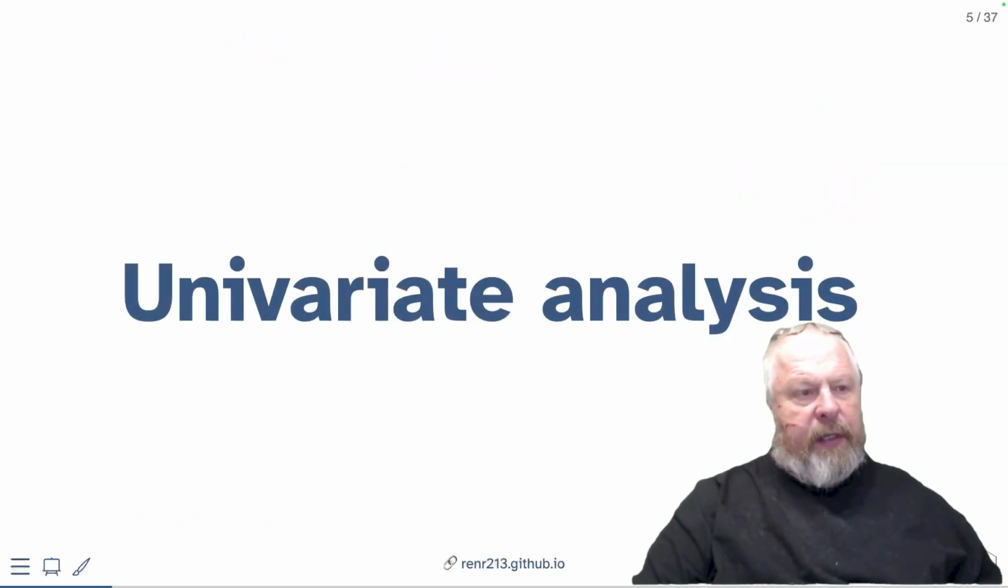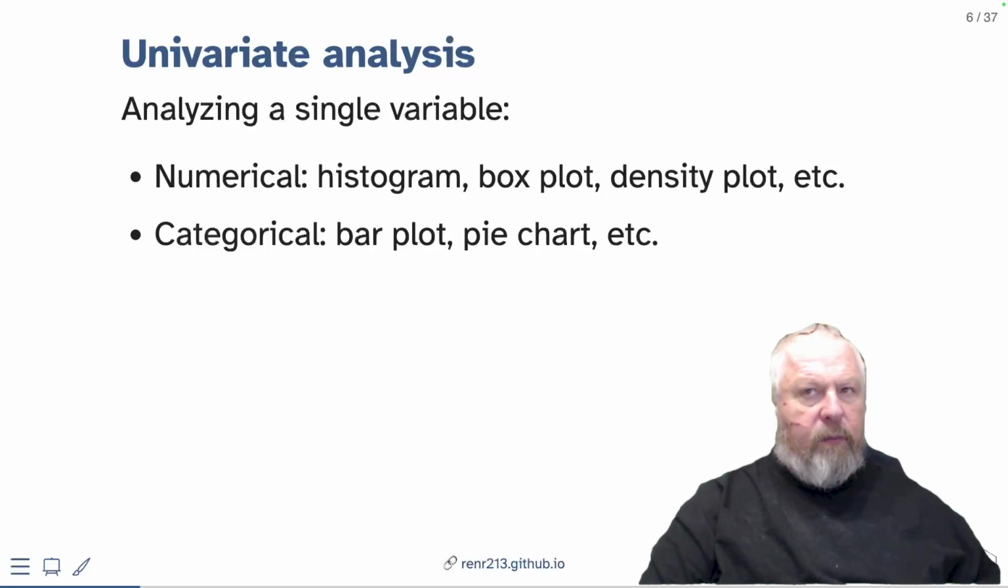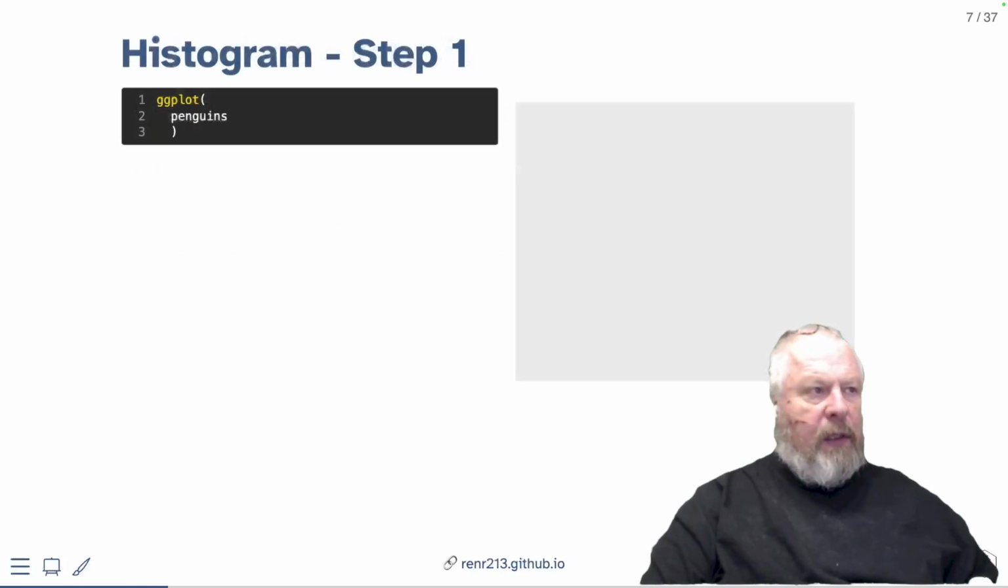So let's first take a look at univariate analysis. One of the very useful things in doing analysis on variables is taking a look at the frequency distribution of them. So graphical ways of taking a look at that include histogram, box plot, density plot, and so on. So this is how we would go about constructing a histogram.